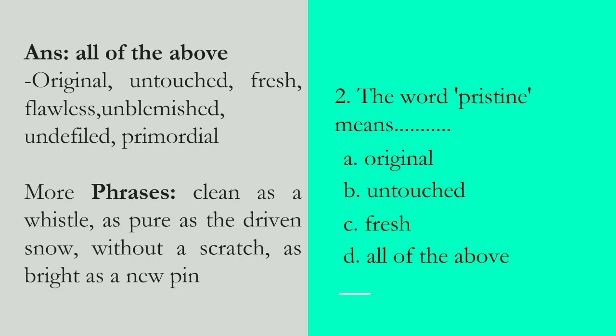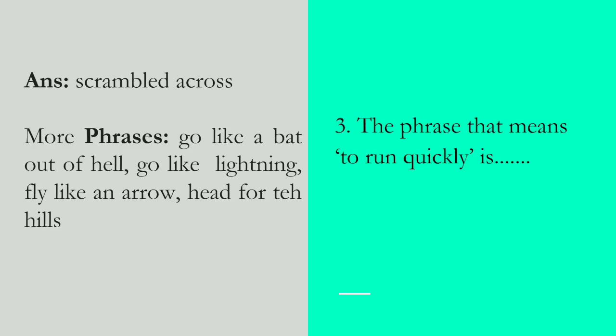These are the new phrases which can be related to pristine. Now the phrase that means to run quickly: "scrambled across". That is the word that you can find in the second line of your passage. This marmot scrambled across our path, and there were wild asses, all those animals that they came across in between. Scrambled across, they run quickly in between.